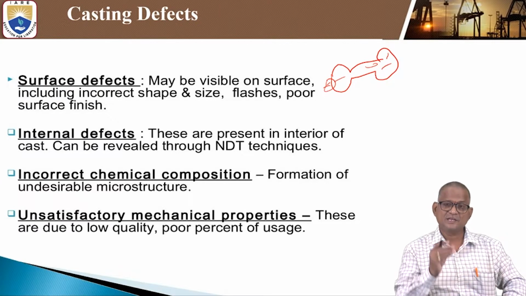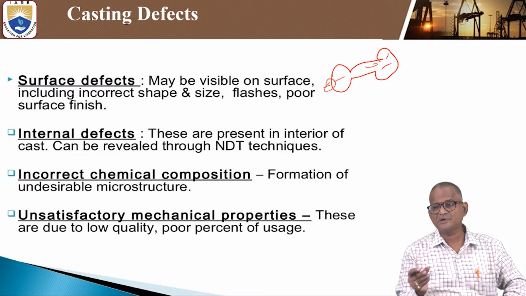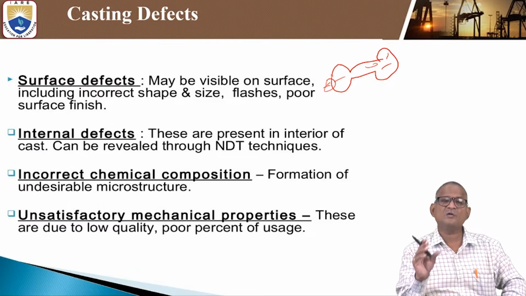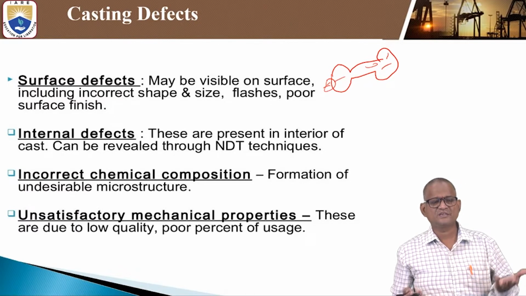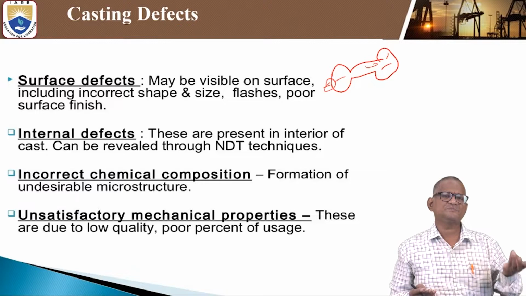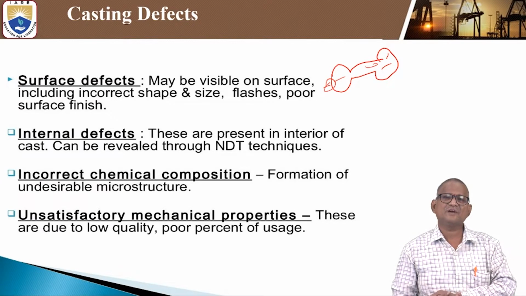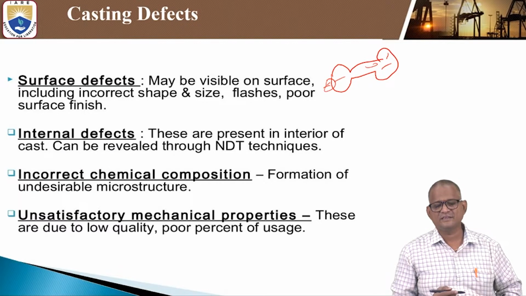That is why, depending upon our application and our usage, how many components are to be produced, based on that only we identify which type of pattern to use, either a metal piece pattern, a wooden pattern, a ceramic pattern, or a plastic pattern. Depending upon our application only we can identify.